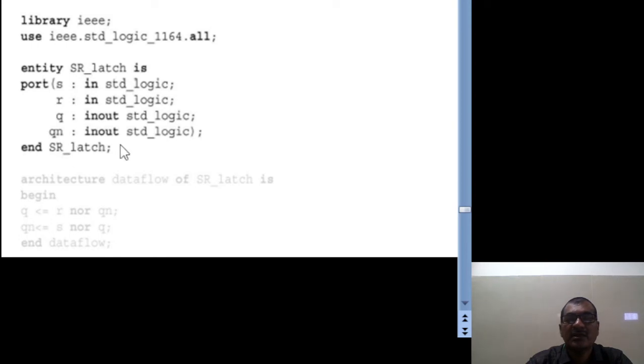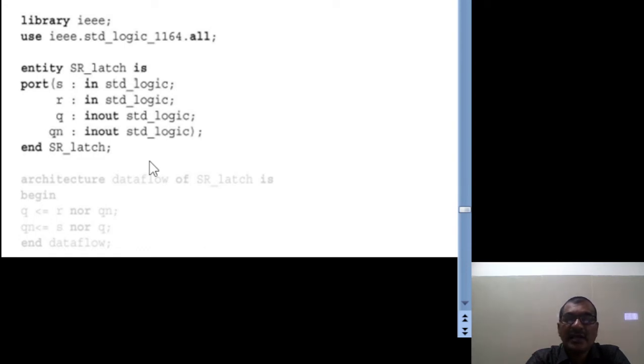It also acts as an output and at the same time acts as an input for the other gate. So in-out standard logic, and end SR latch. Is it clear? Since the feedback connection is there in the RS latch, both the outputs Q and Qn are in in-out mode. They act as both input and also output. That's why the mode is in-out.